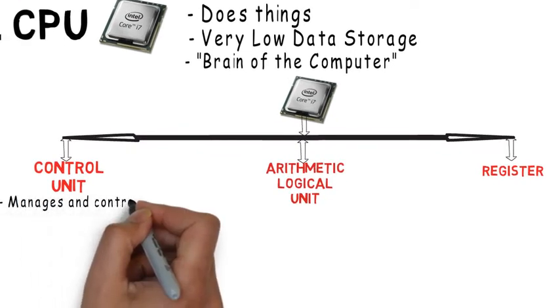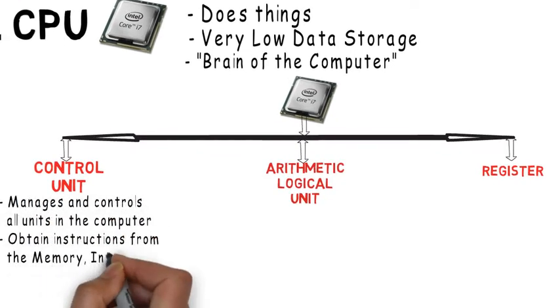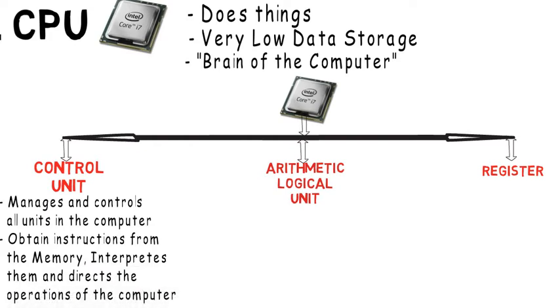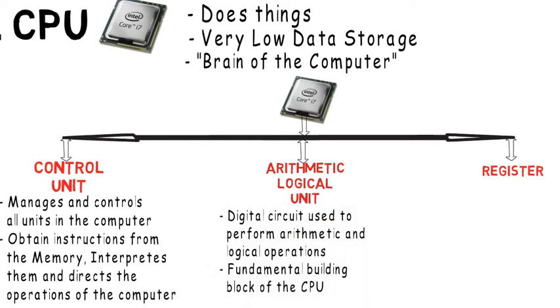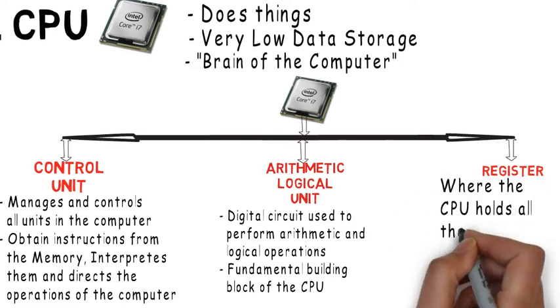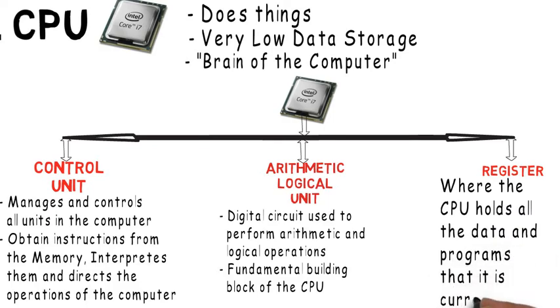The control unit manages and controls all units in the computer, obtains instructions from the memory, interprets them, and directs the operations of the computer. The ALU is a digital circuit used to perform arithmetic and logical operations. It is the fundamental building block of the CPU. The register is where the CPU holds all the data and programs that it is currently using.